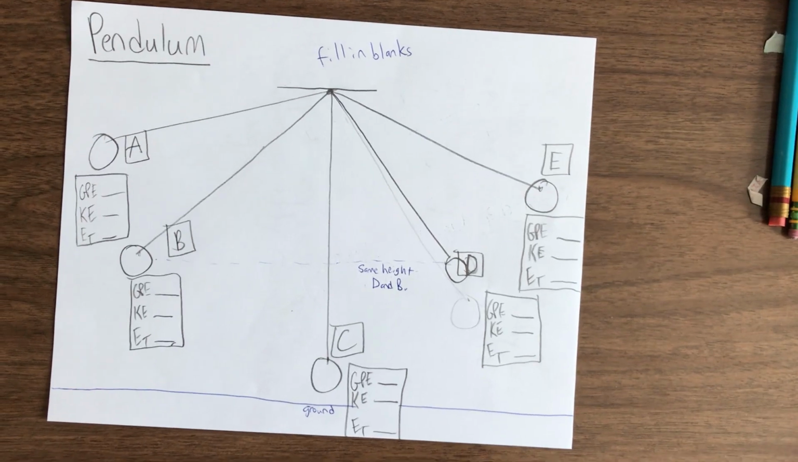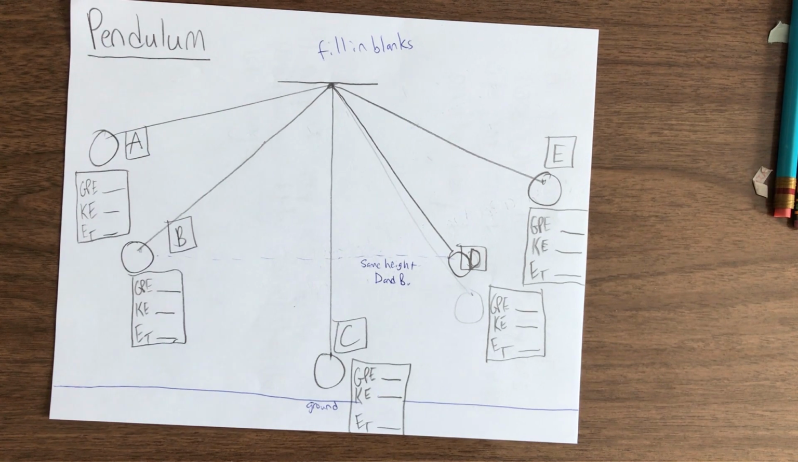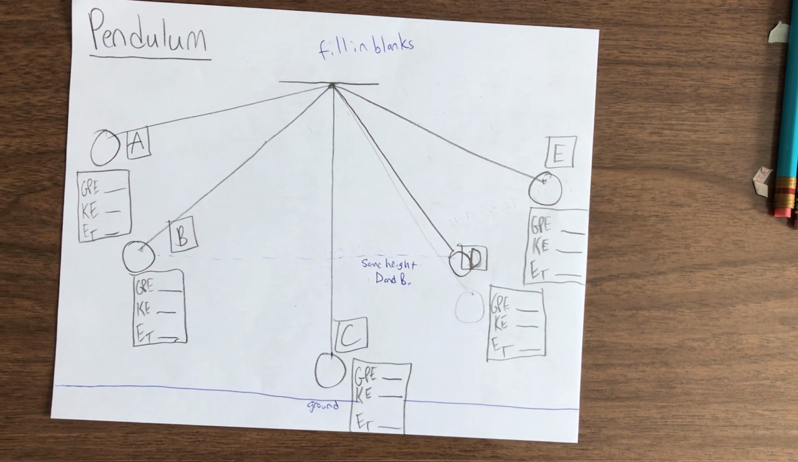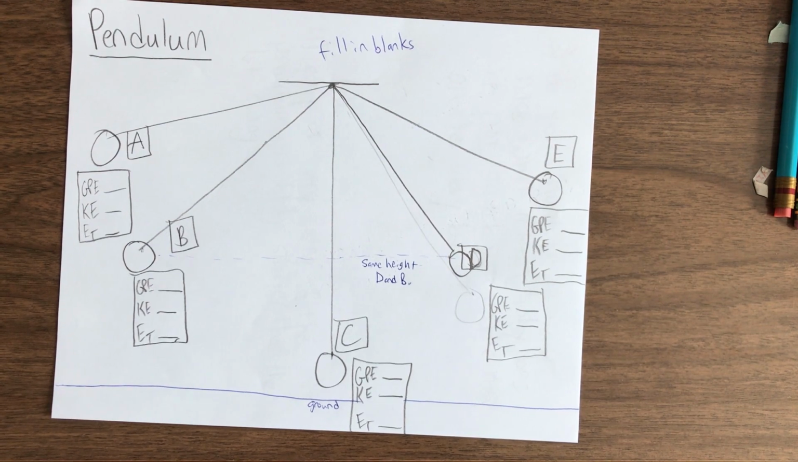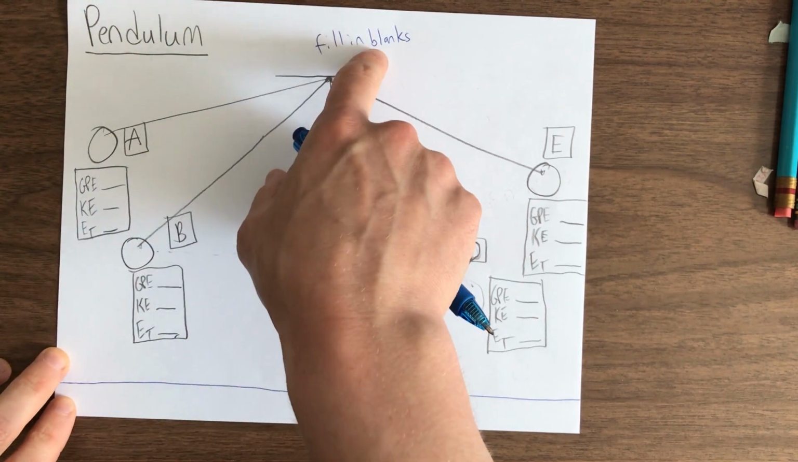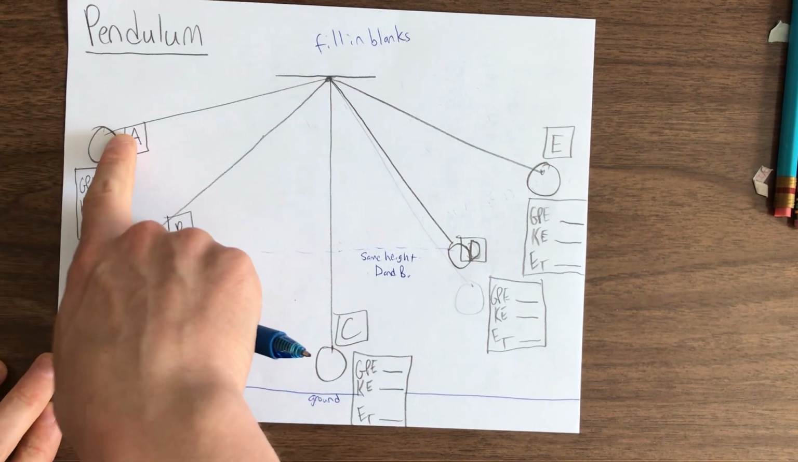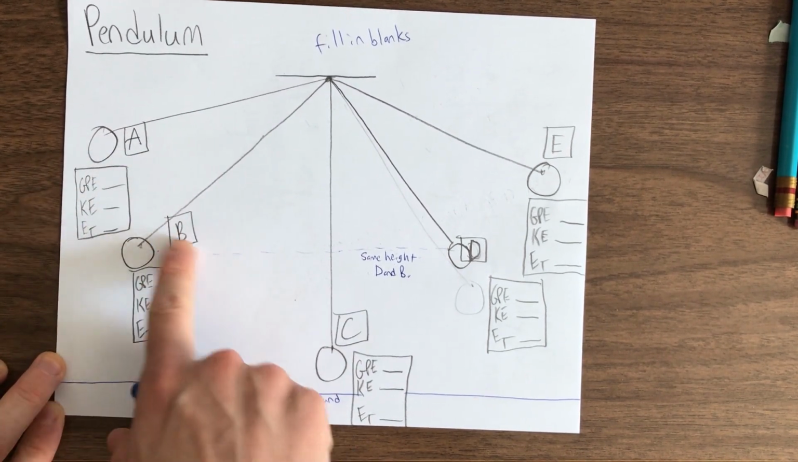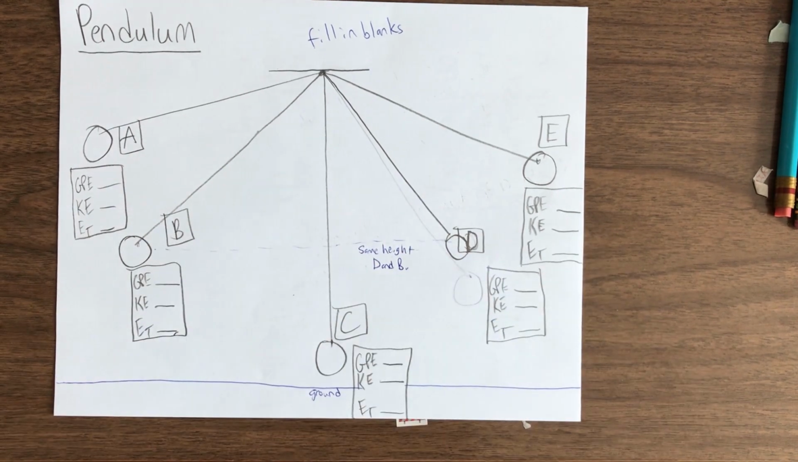Hey guys, this video is solely devoted to analyzing a pendulum using conservation of energy. So the first thing I want you to do is just copy this down, and I'll pause real quick while you do that. But first I want to point out the title, fill in the blanks, a little hook with the ceiling there, and 5 positions, A, B, C, D, and E, with the same chart you've been seeing for GPE, KE, and total energy next to it.